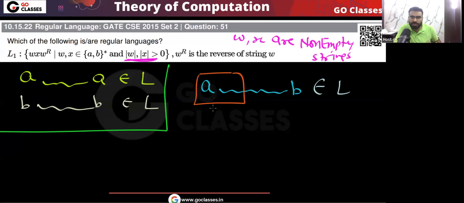Can you take this as W? For example, if you take this as W, then what should be the last symbol in W reverse? The last symbol should be A.